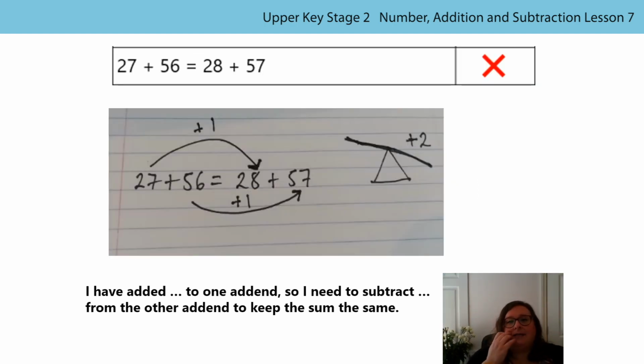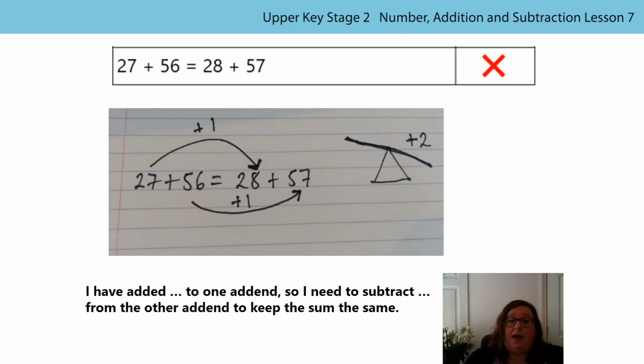Okay, 27 add 56 is equal to 28 add 57. So I have looked at what's happening on each side. Here I can see my 27 has been increased by 1 to 28. What should have happened is my 56 should have decreased by 1 to 55. That would have kept my sum the same. That would have kept my balance equal.